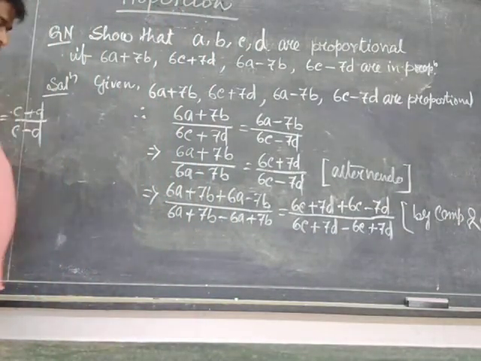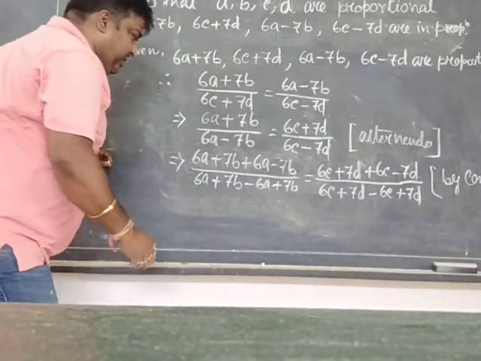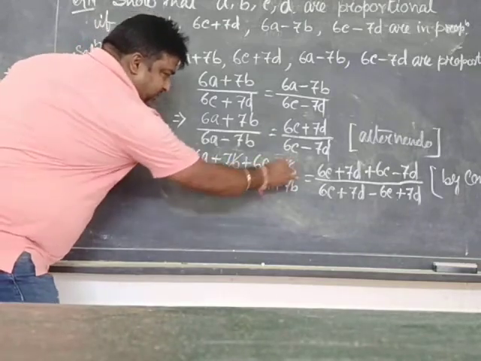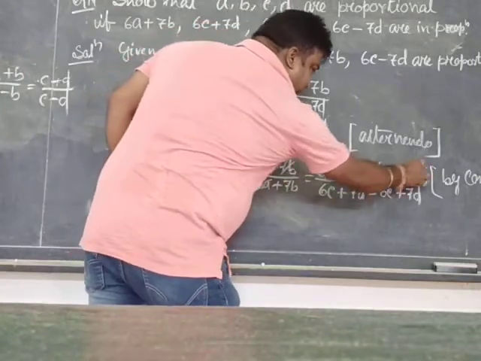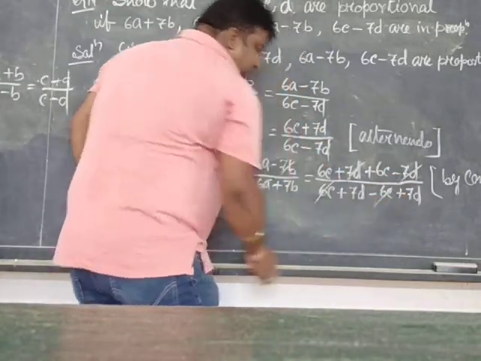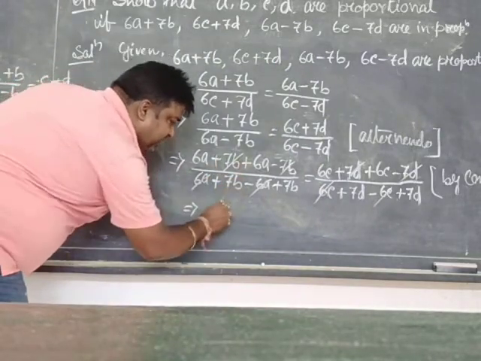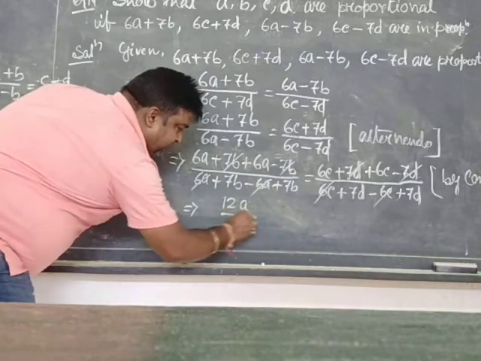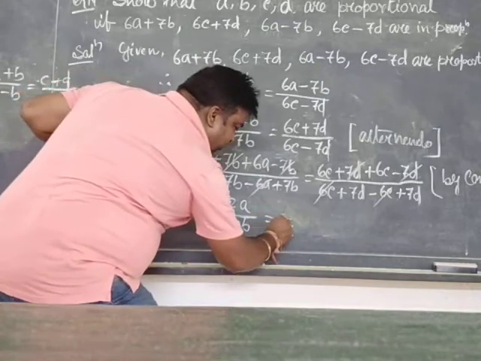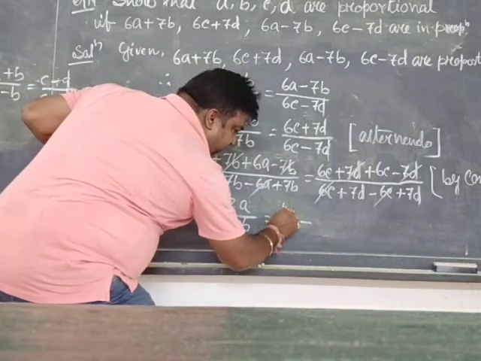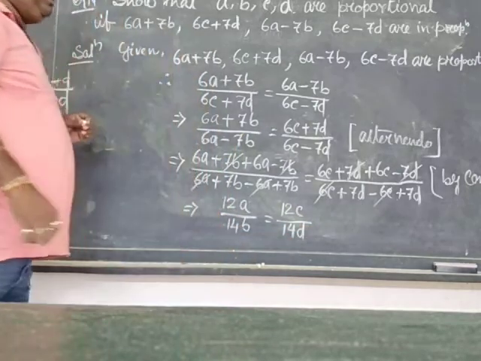Now clearly here 7B cancels, and here 6A cancels, here 7B cancels, 6C cancels. So what is left? We will write accordingly: 6A that is 12A by 7B that is 14B equal to this side 12C by 14B. We are getting this one. Okay?